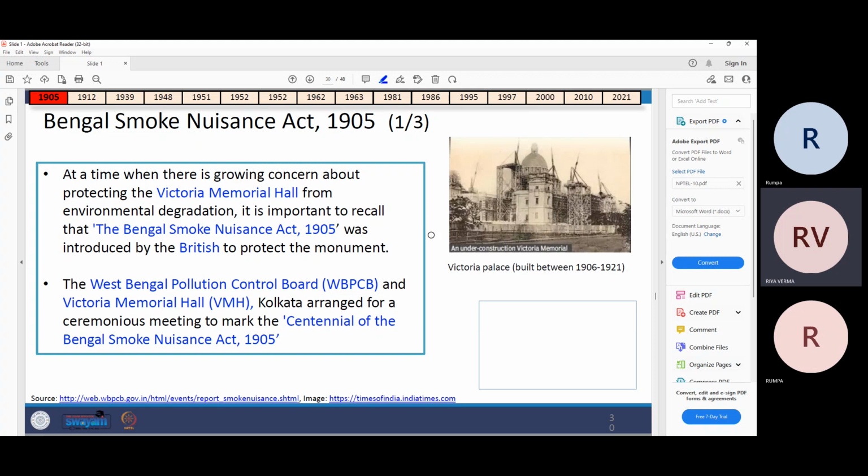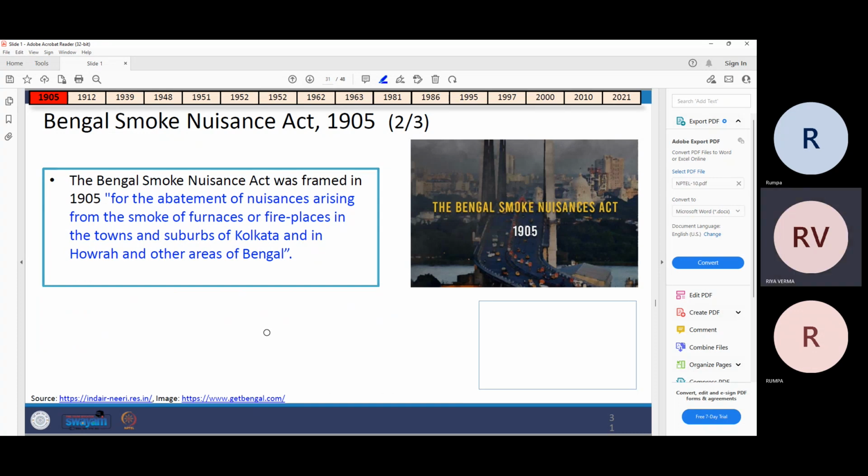So the Britishers introduced this Bengal Smoke Nuisance Act in 1905, and this act was aimed to protect the monument from the air pollution. The West Bengal Pollution Control Board (WPCB) and the Victoria Memorial Hall, Kolkata, arranged for a ceremonious meeting to mark the centennial of the Bengal Smoke Nuisance Act in 1905, and it was framed in 1905 for the abatement of nuisances arising from the smoke of furnaces or fireplaces in the towns and suburbs of Kolkata and in Howrah and other areas of Bengal.